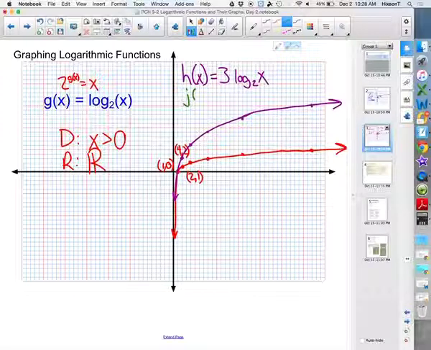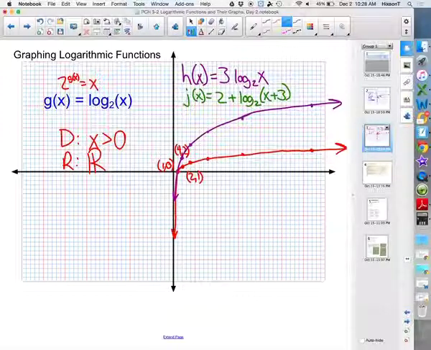Let's do j of x. And let's say that this is 2 plus the log base 2 of x plus 3. What's going to happen to all the points on my original log base 2 of x function? Up 2, left 3. Good. 2 up and 3 to the left. Very good.